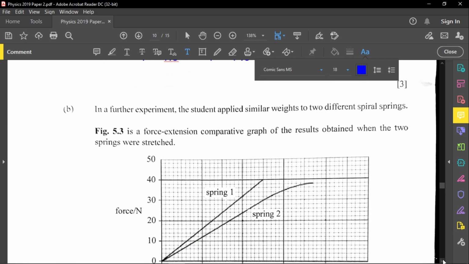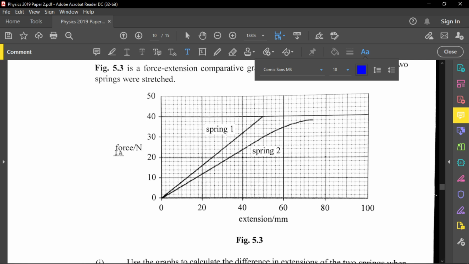And for part B, it said, in a further experiment, the student applied similar weights to two different spiral springs. Figure 5.3 is a force extension comparative graph of the results obtained when the two springs were stretched. All right, so let's go to the graph and see what's going on right here now. So we have the force right here, we have the extension right here, right? And so look carefully. Notice how they're extending. This one actually curves at the end right here. That's kind of cool.